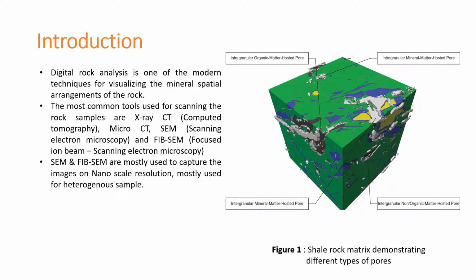Introducing the concept of digital rock analysis. It's one of the modern techniques used for visualizing the mineral spatial elements in a rock. Micro-CT, X-ray CT, scanning electron microscopy, and focused ion beam scanning electron microscopy are the most common tools which are used to scan the rock samples. SEM and FIB-SEM are mostly used to capture the image on a nanoscale resolution.